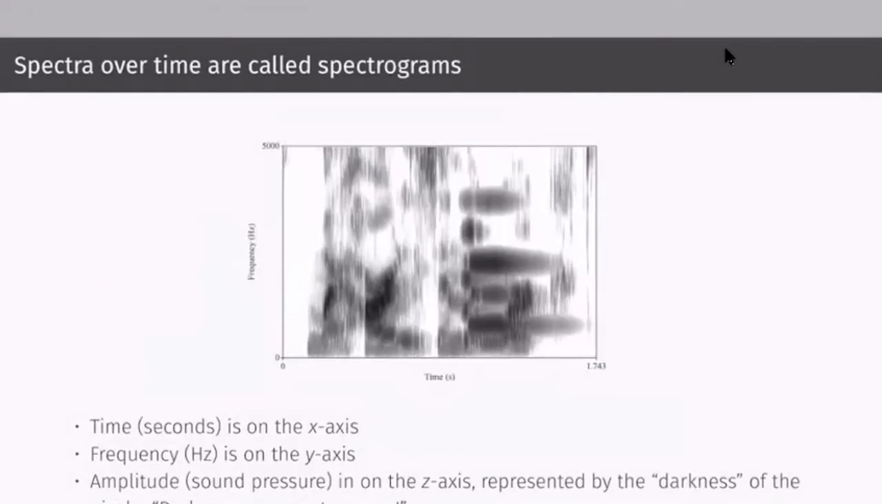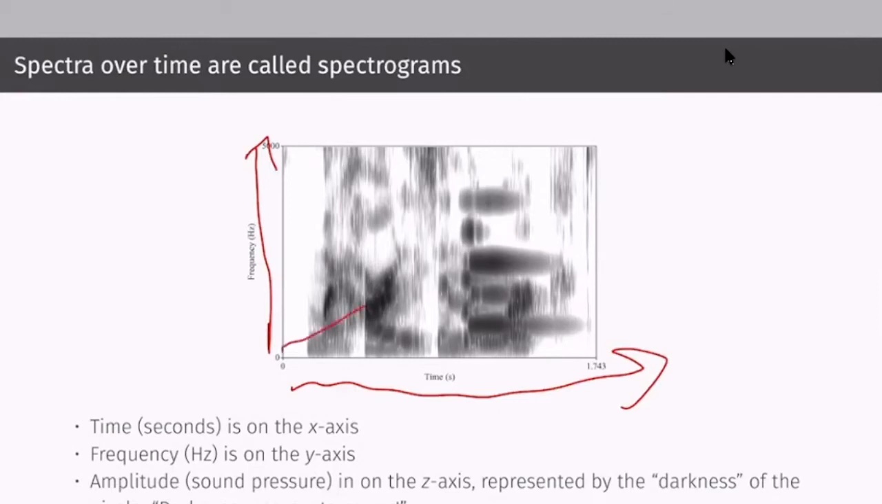So this axis, the y-axis, is frequency. So we sort of turn the spectra on their sides. So this is frequency. This axis is time. So you read it from left to right, traveling through time. And this z-axis that's represented by darkness represents amplitude or sound pressure.